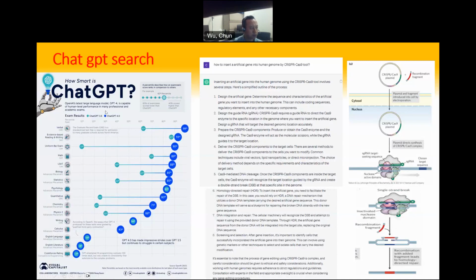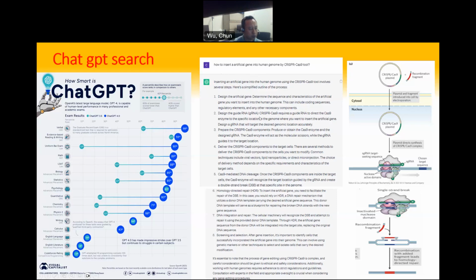Now, ChatGPT really can offer very professional answers to any type of question in any domain, almost reaching a professional level. Yet, ChatGPT is not able to generate interesting questions. So that's the part where I train my students to ask challenging questions. For example, here, how to insert an artificial gene into the human genome using the CRISPR-Cas9 tool.